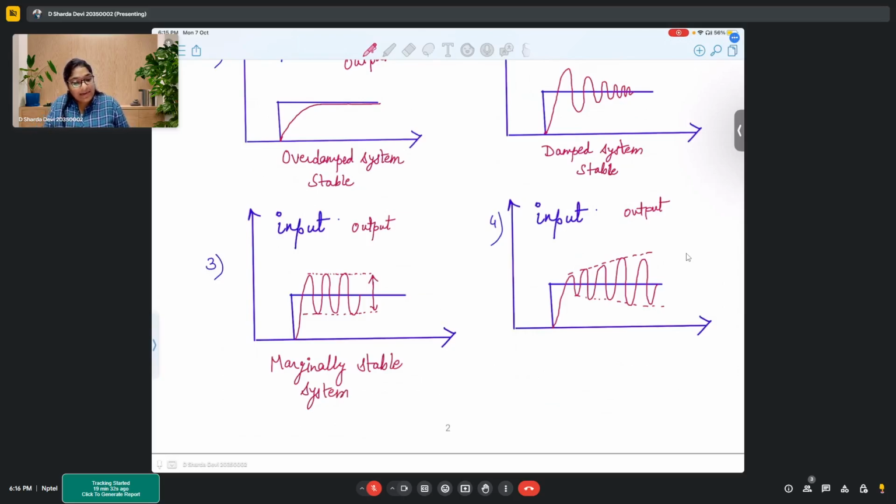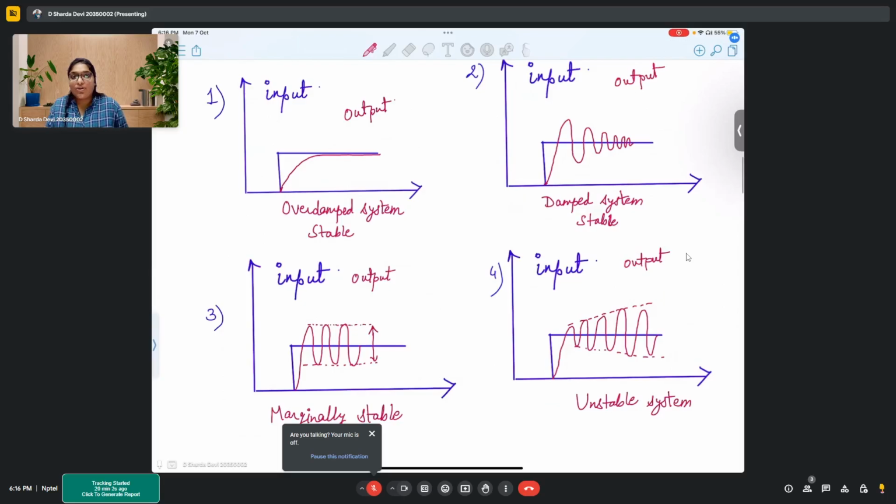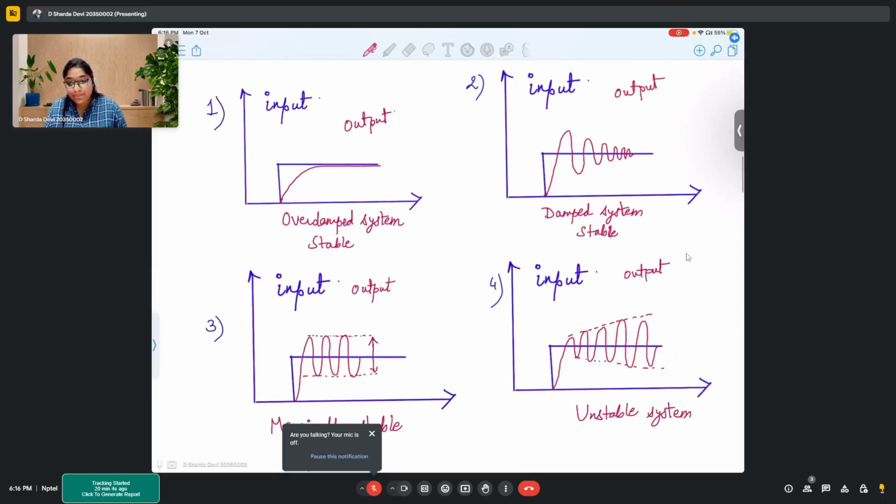Now, in the last case, you see that your output is continuously increasing. So it is going out of bound, right? If you imagine an infinite time, your output will reach infinity, which basically makes your system unstable. So this particular system is an unstable system. Okay, so these are the primary four outputs that you can observe for a given input.